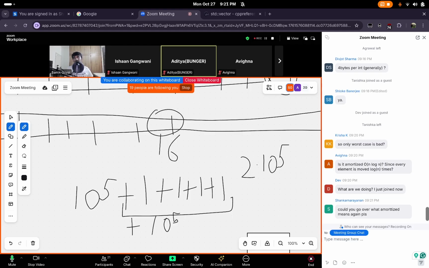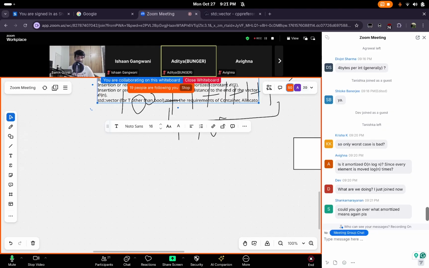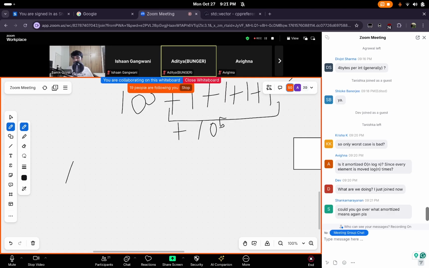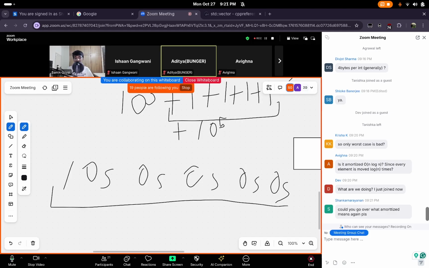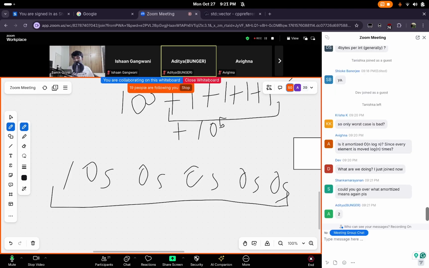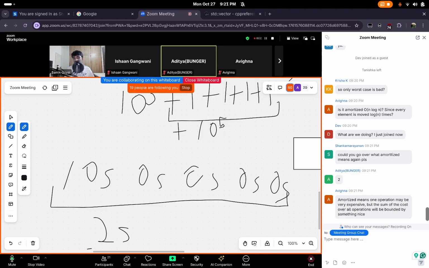Amortized is sort of like average. Like say I had an operation which took 10 seconds the first time I did it, and then 0 seconds for the next 4 times. In this case, I can just assume that it is taking 2 seconds. Yes, the sum is bounded. That's exactly right. It's sort of like average.